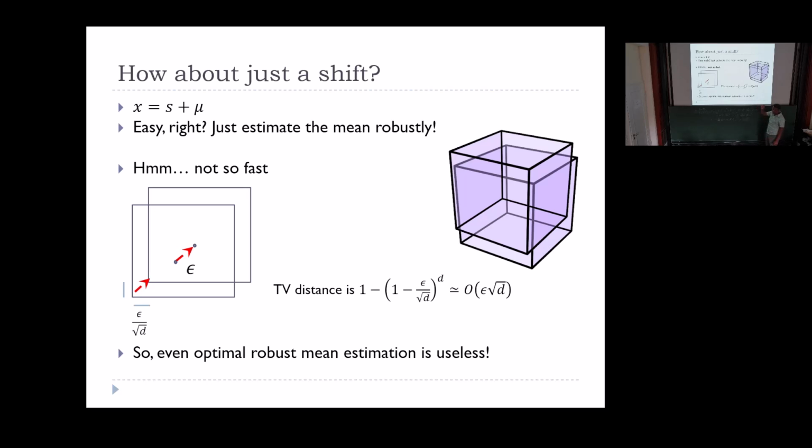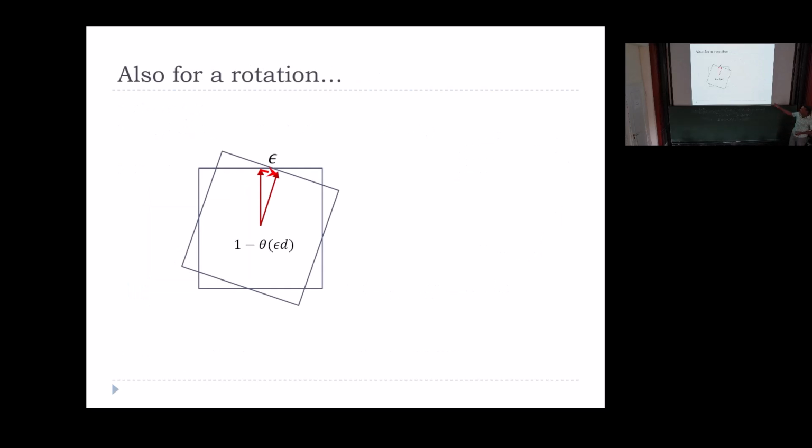So even though you might have estimated the mean correctly in L2 distance, which is the best thing you can do, it's not enough to get a total variation distance estimate. So even if you can do the mean estimation optimally, robustly, which we know how to do now for hypercontractive distributions, it's still not going to solve this problem. Because there is this unknown basis sitting there. And the same thing for a rotation.